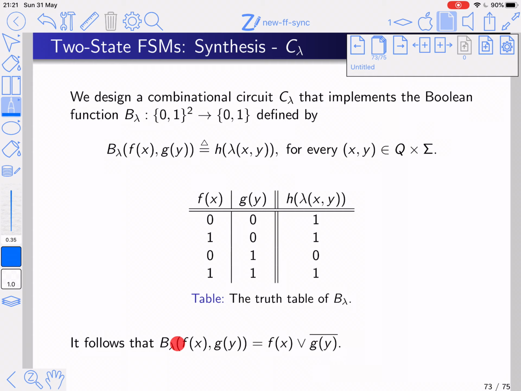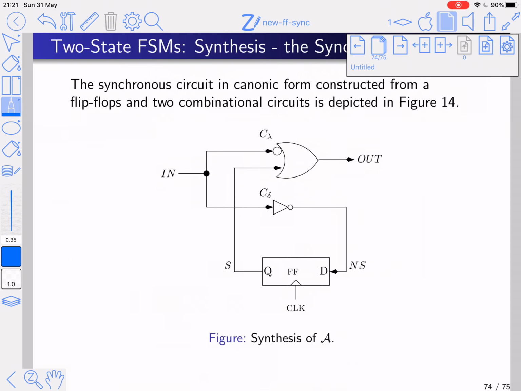Good. So I have an implementation both for the transition function and for the output function, and therefore this would be the synthesis. Have a single flip-flop, whose output is my state, which is either a 0 or a 1. I have my input, which is a single bit, either a 0 or 1, and I have my circuit for computing the output, my circuit for computing the next state, which I feed into the flip-flop. This would be an implementation of a finite state machine using a synchronous circuit.